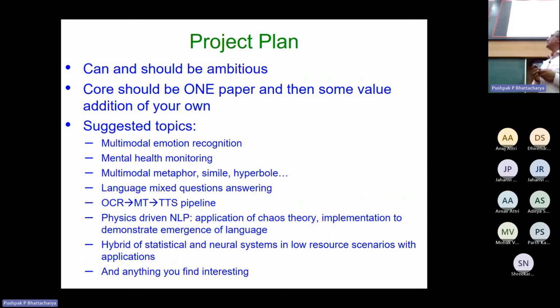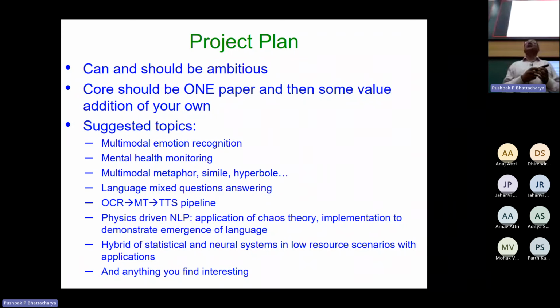Then hybrid of statistical and neural systems in low resource scenarios with applications. In low resource scenarios, the problem is you do not have enough training data. And when you don't have enough training data, neural network based systems perform very poorly. But statistical NLP systems are not hungry for so much data. So can you have a combination of statistical and neural systems and then address the task? So this is a hybrid of statistical and neural systems, and then anything that you find interesting, anything. In NLP, there is no dearth of ideas. There is a dearth of data and a dearth of compute, as you know.